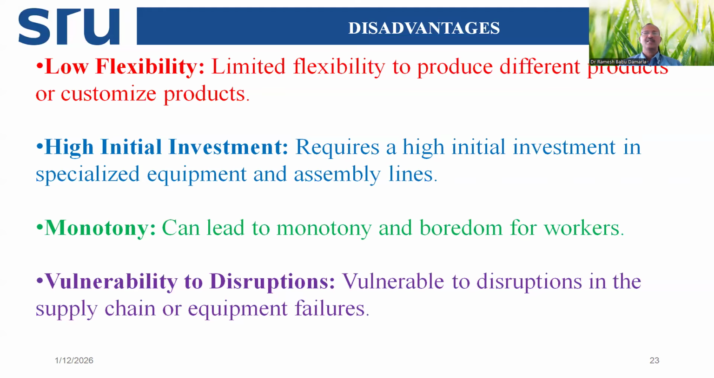Monotony. This can lead to monotony and boredom for workers. A worker will be daily operating the same machine, repetitive. They feel boredom, meaning whichever worker likes to do innovative tasks, they cannot do such jobs. So this can be a limitation. The vulnerability to disruptions. Because disruptions in the supply chain or equipment failure can hamper the entire line. Even if one machine in the assembly line has stopped, the entire line stops until it is corrected.